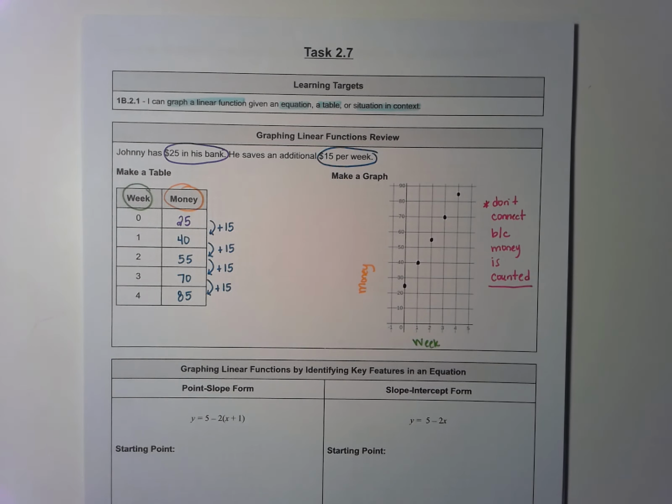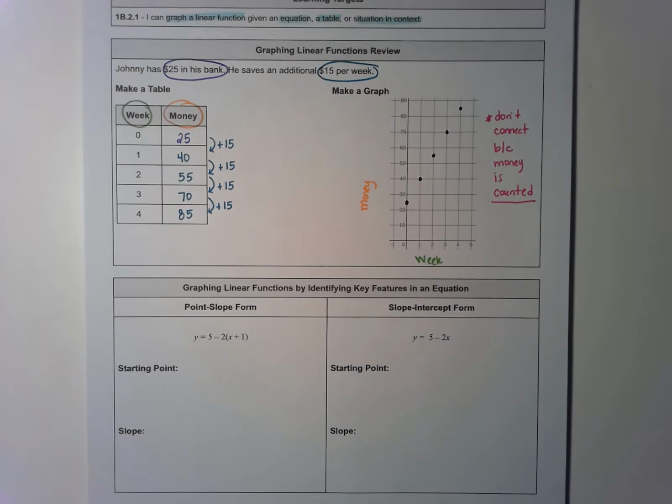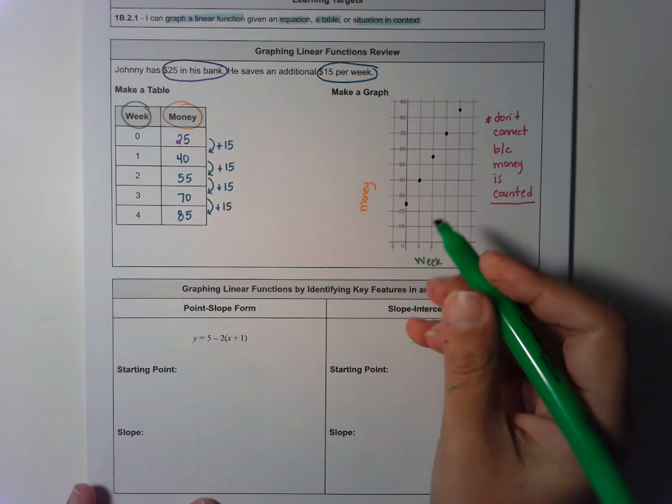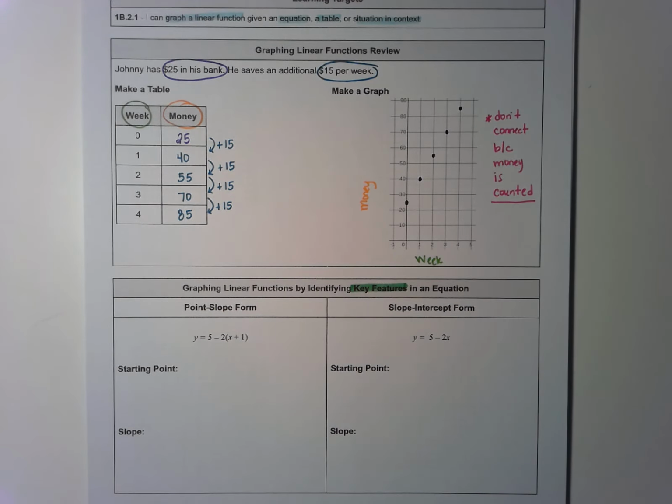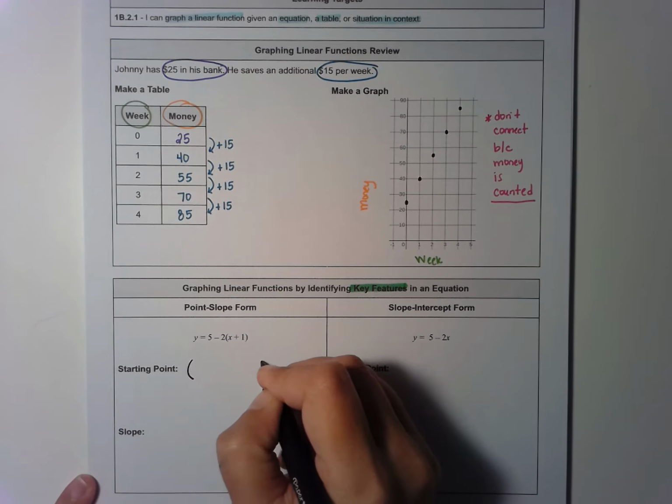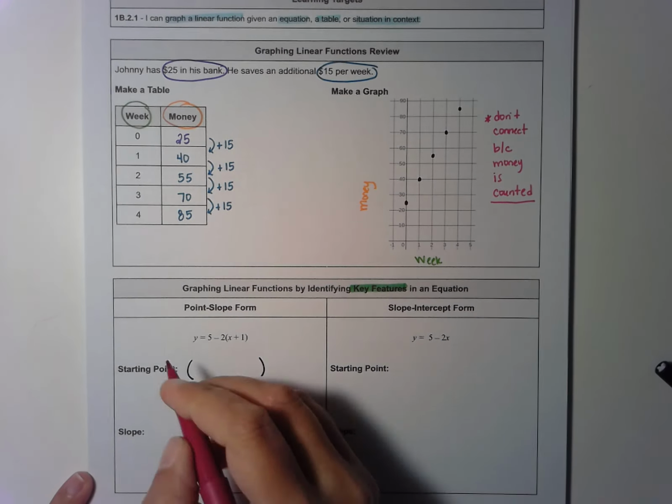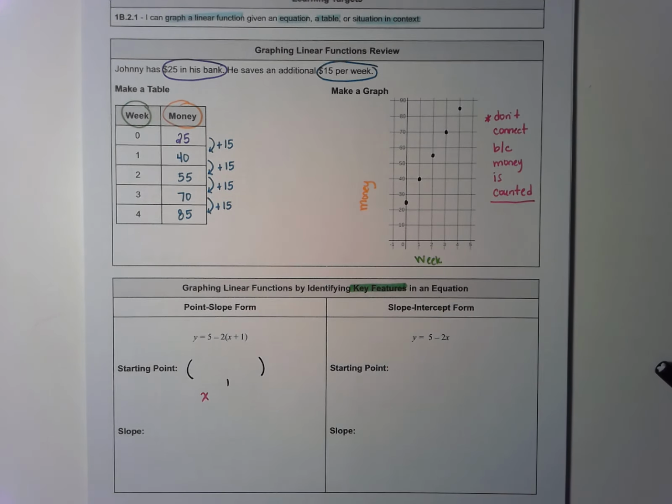But now what we're going to be doing is I'm going to give you an equation and no other information, and your job is to figure out how to make the graph. And we're going to do this by doing something called identifying the key features in the equation. So in this equation, there are certain pieces of information that we can pick out that then we can use to create a graph. And those pieces of information are going to be the starting point and the slope. Now, the starting point has two pieces. A starting point needs an x and it needs a y. That's what you need in order to have a point.